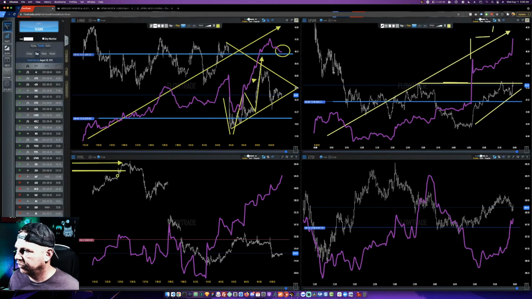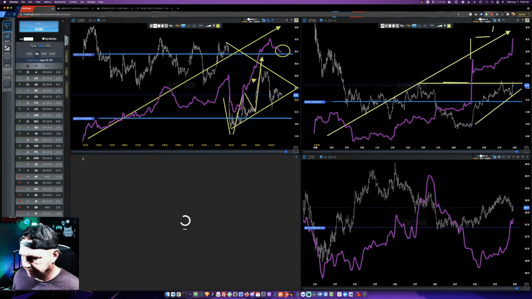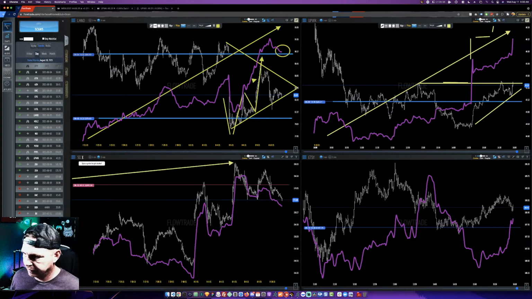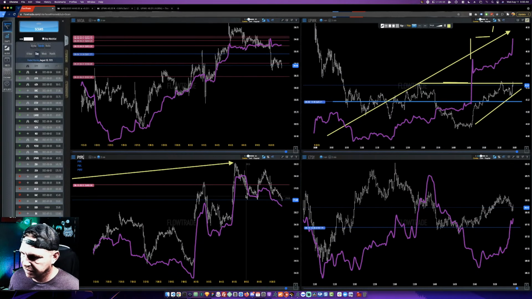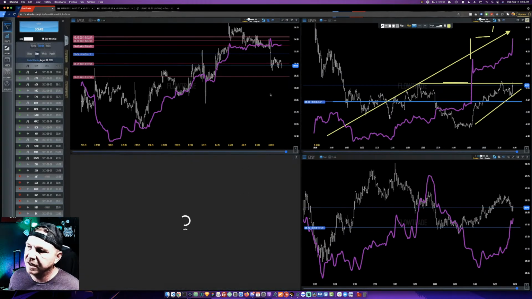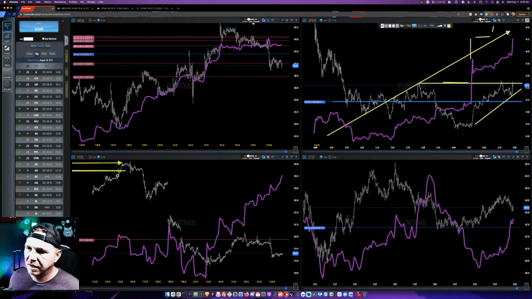Got two more. PayPal. I'm so torn between PayPal and Square right now. PayPal definitely looks better from an algorithm perspective. NVIDIA had earnings. There was a question for it. I'll do NVIDIA really quickly.